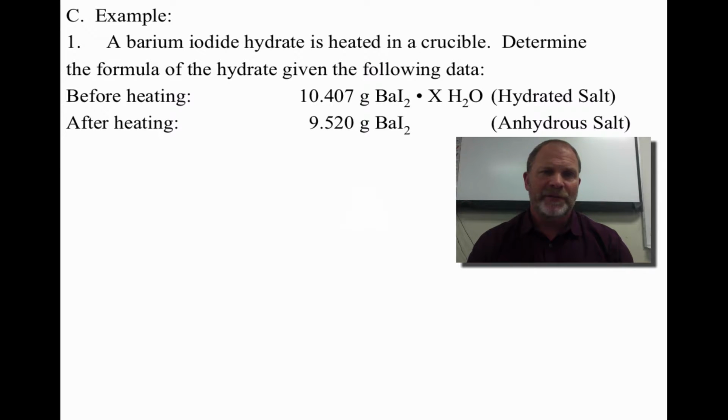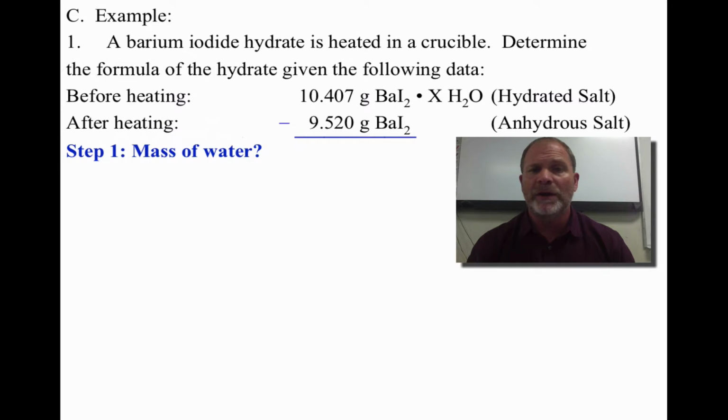So in this situation, we have barium iodide hydrate heated in a crucible. A crucible is just a clay container. We're going to determine the formula of the hydrate given the following data. Before heating the salt, it weighed in at 10.07 grams of barium iodide. Now that had water in it. It was hydrated. We heated it, and all the water evaporated. All we had left now was the salt, and it weighed in at 9.520. So we recognize right away that the difference between the initial mass and the final mass was only the difference of that of water. Just simply subtract them out, and we get the mass of my water.